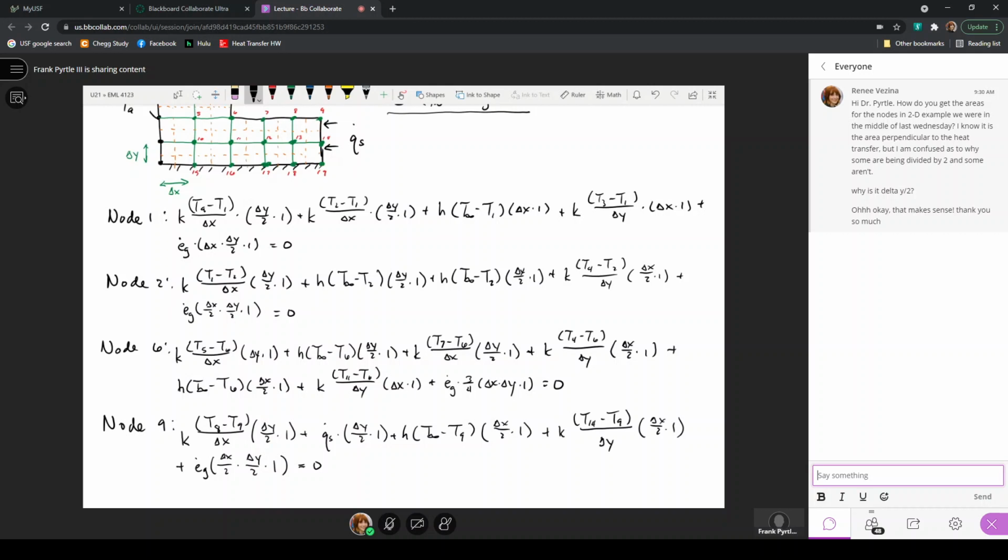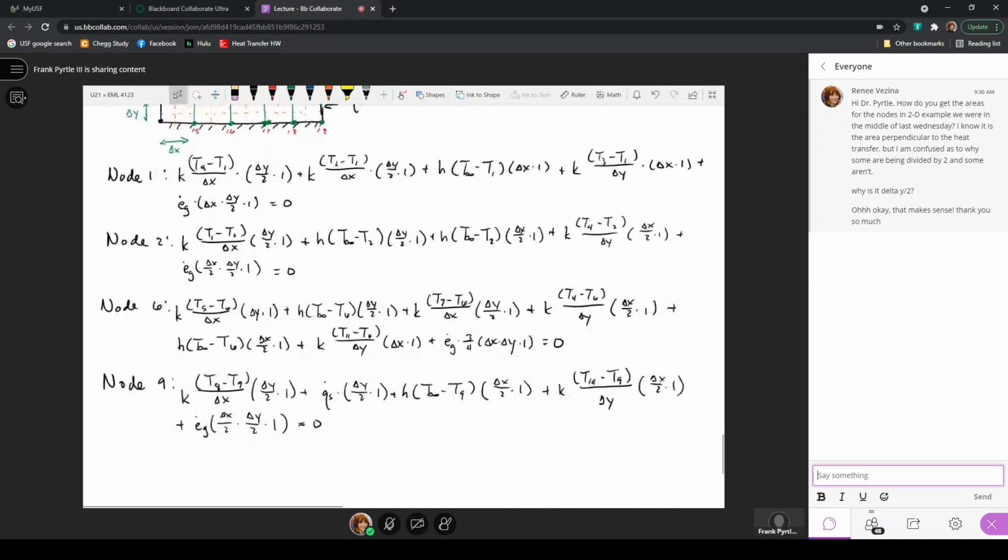Let's say node 19 here, which is on an insulated boundary. We didn't do any insulated boundaries the last time. So for node 19, where we have insulation, again, insulation just indicates that there will be a heat flux equal to 0 on that surface where insulation is applied.